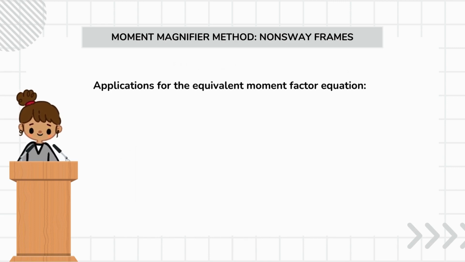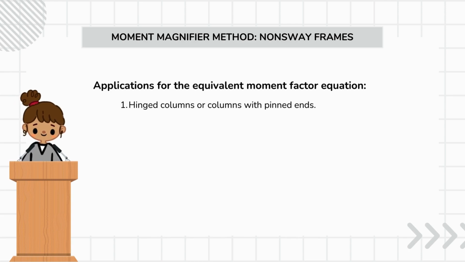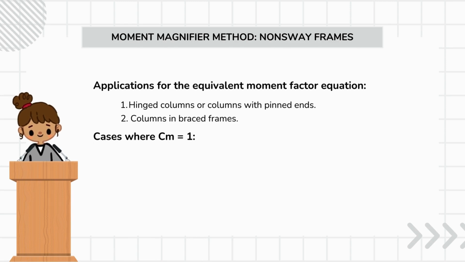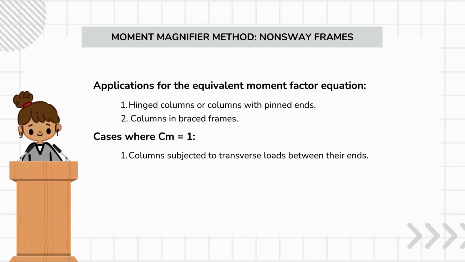Applications for the equivalent moment factor equation. First is hinged columns or columns with pinned ends. Second is columns in braced frames. There are also cases where Cm equals 1. First is for columns subjected to transverse loads between their ends. Second is for concentrically loaded columns, columns with no moments.